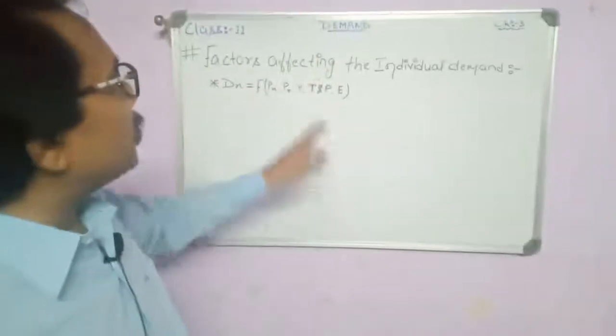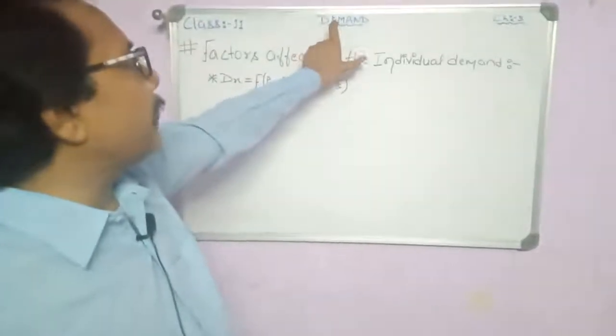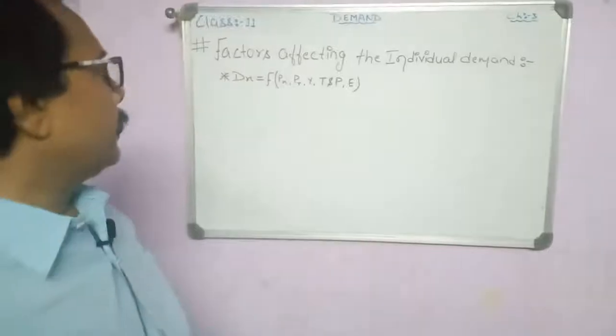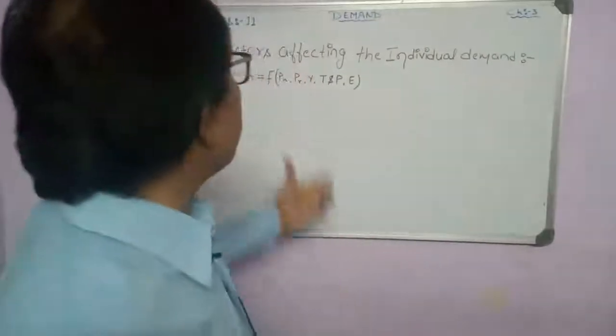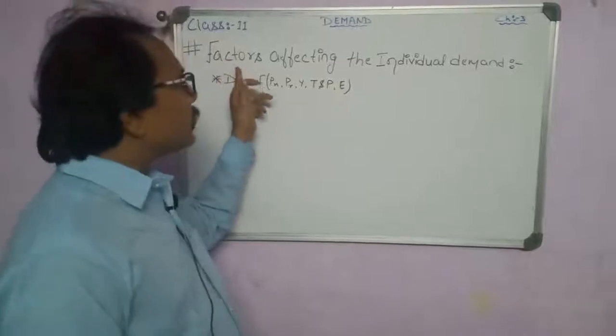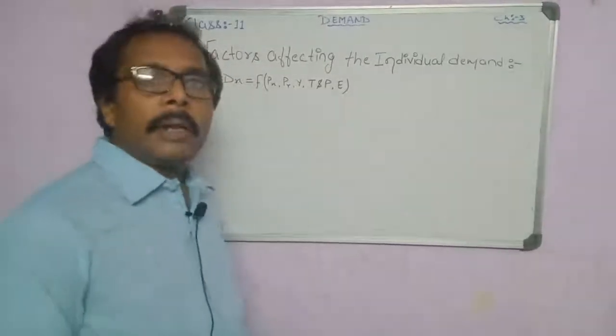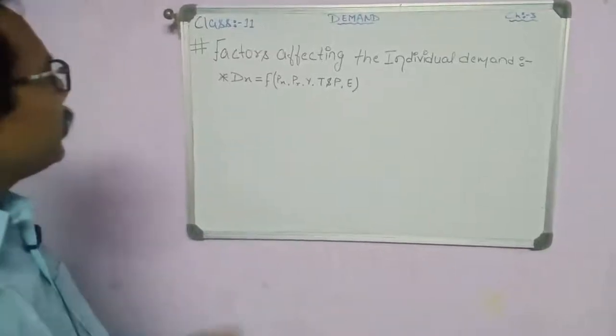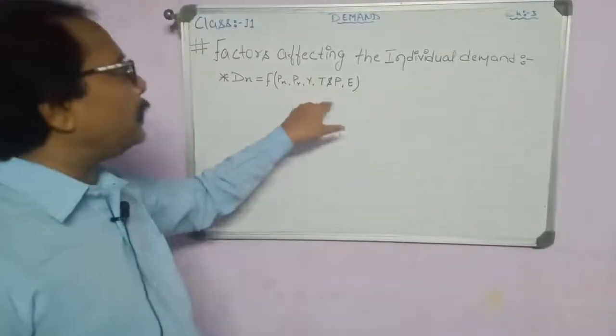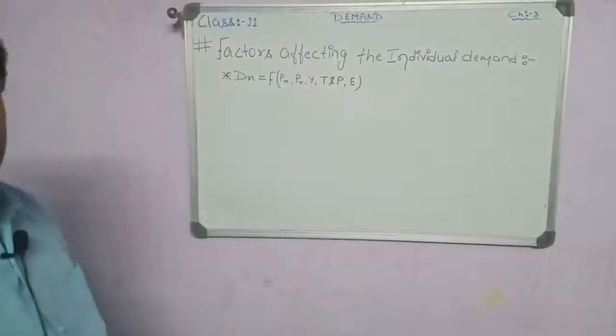Today I am going to discuss the same chapter, and the name of the chapter is demand. But in this chapter there are so many topics. So one topic is what are the factors which affect the individual demand. So here in the short form I have taken the different components which affect the individual demand.